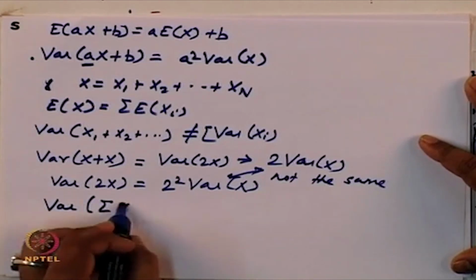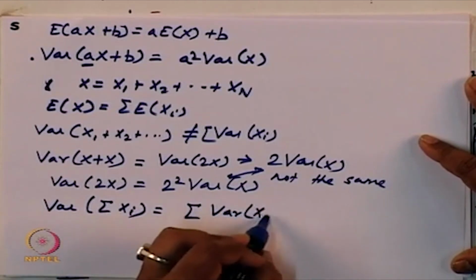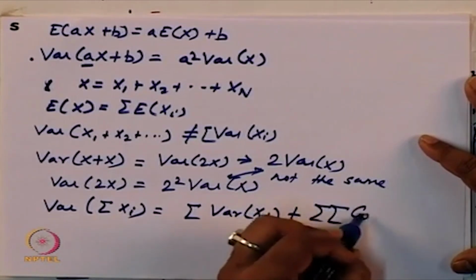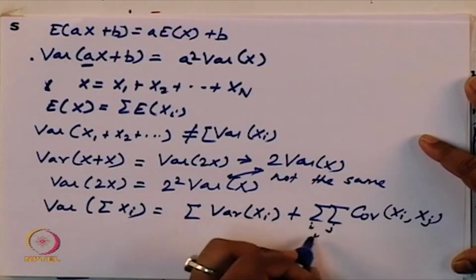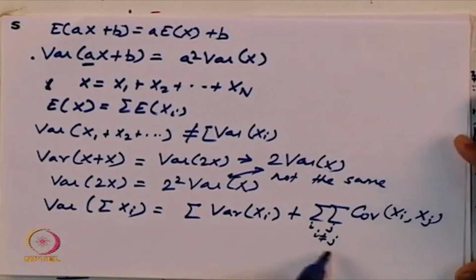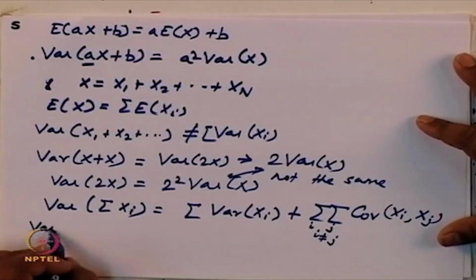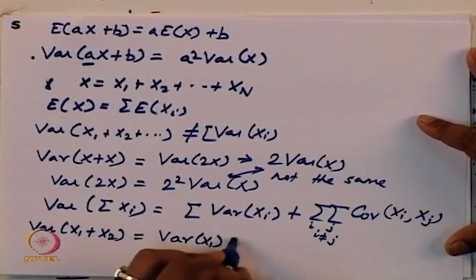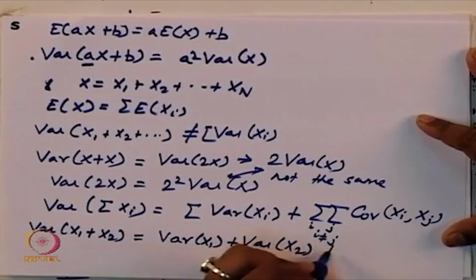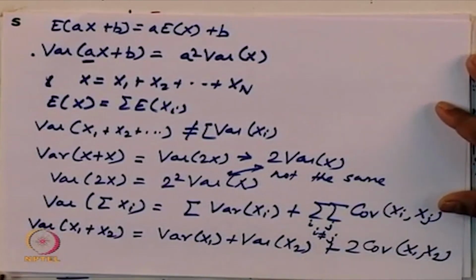However, in the general case, I am not going to derive this equation. You can write variance of the summation of xi as the summation of variance of xi plus a double summation over i and j, where this expression has to be computed for i not equal to j. So, this is the general case. If I have two variables, the variance of x1 plus x2 becomes variance of x1 plus variance of x2 plus twice covariance of x1 comma x2. How do we define covariance?